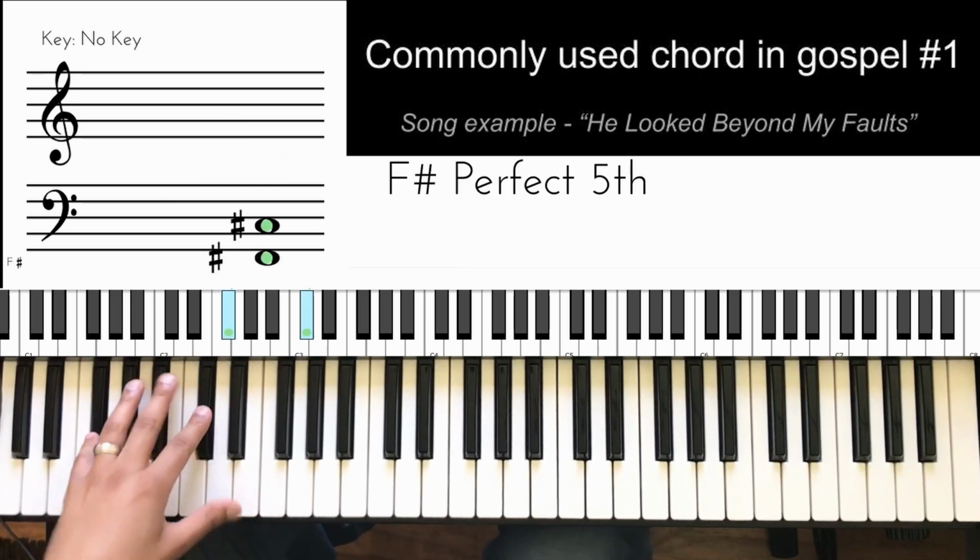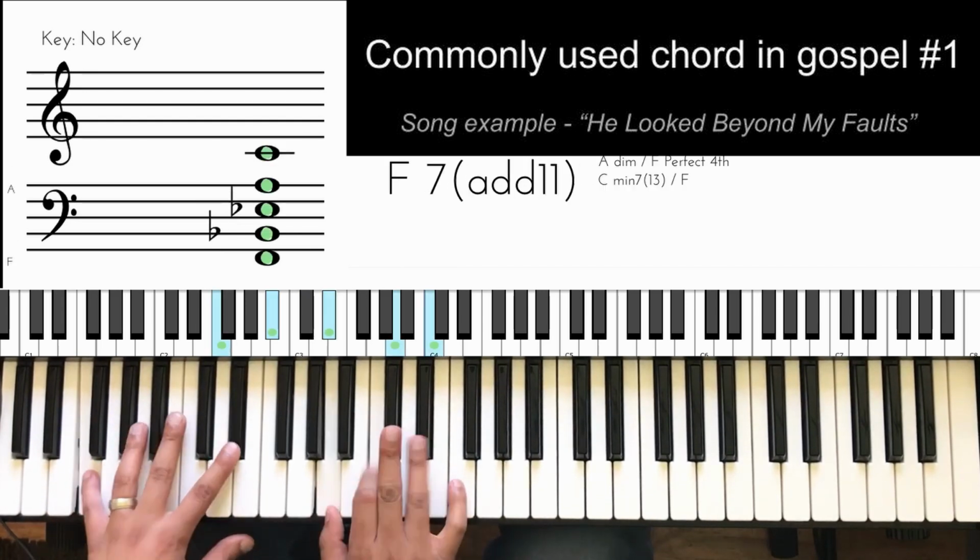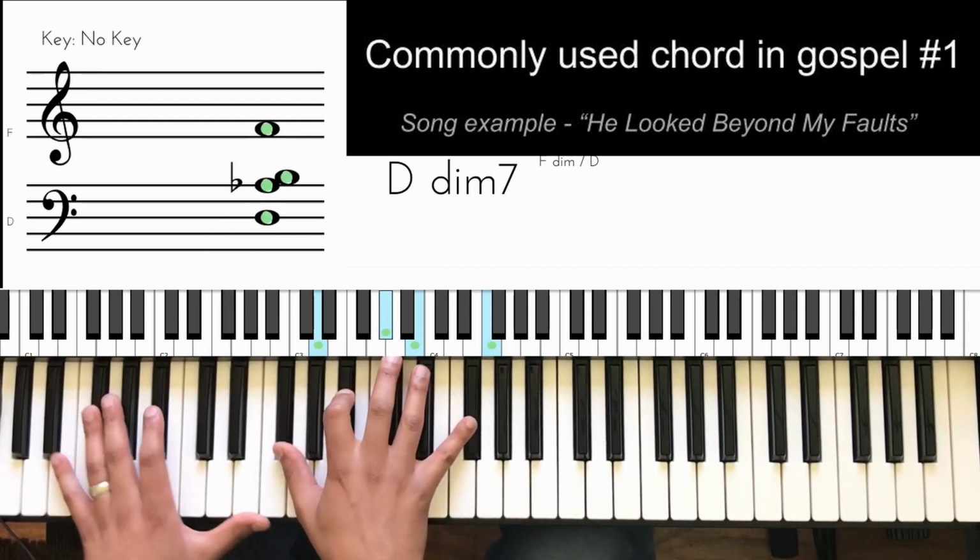So in the key of G flat, F is your 7, B flat is the 3. Okay, so we did a 7, 3, 6.